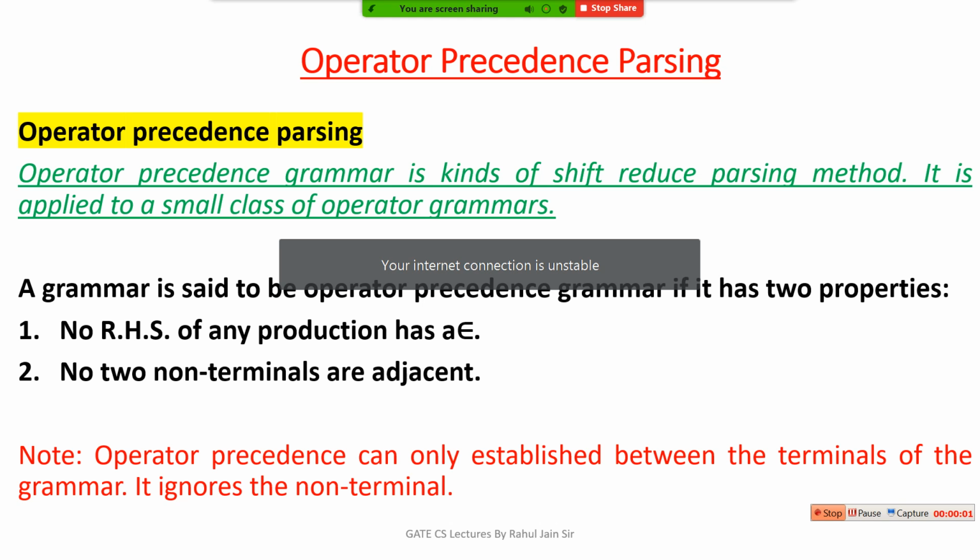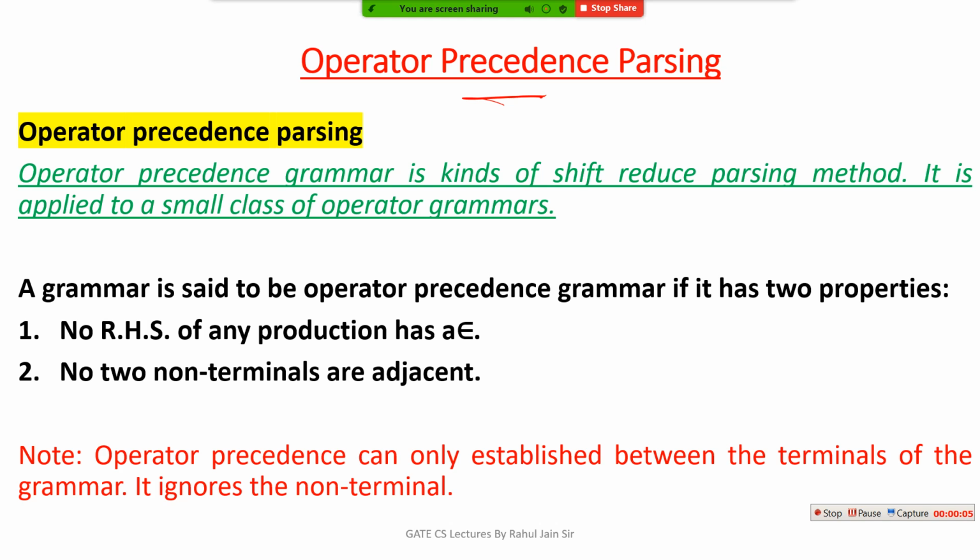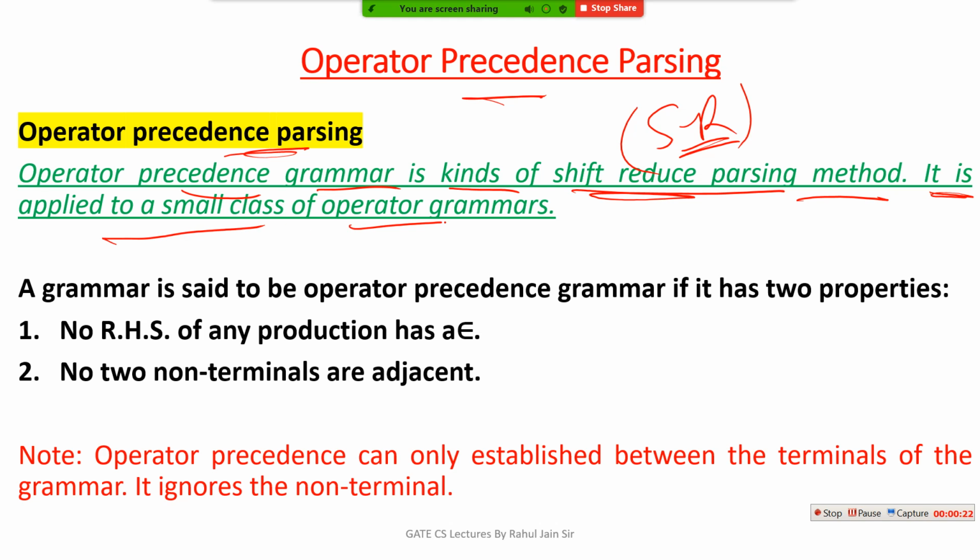If we talk about operator precedence parsing, we can simply say that operator precedence grammar is a kind of shift reduce parsing method. It is an SR parsing method, and it is applied to a small class of operator grammars.